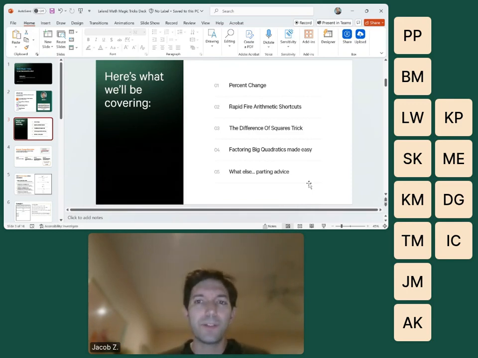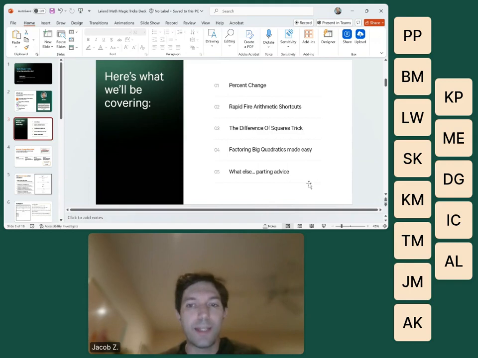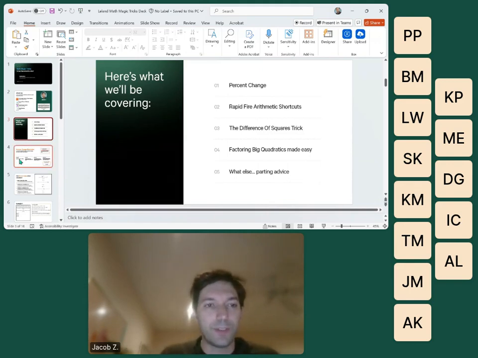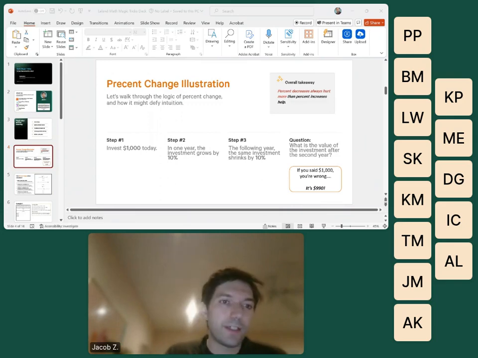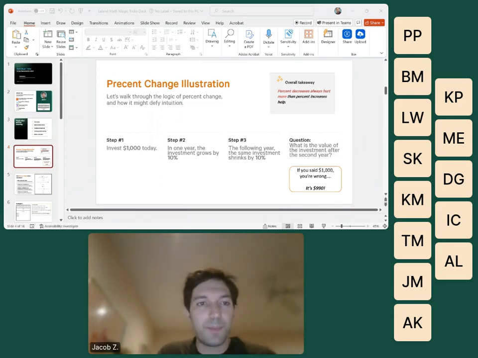We'll talk about how to use the difference of squares trick as well to simplify some problems. We'll talk about quadratics, and then we can part with some advice and see if you have any questions. And anyone just feel free to unmute and ask something if you want me to stop and explain it more.